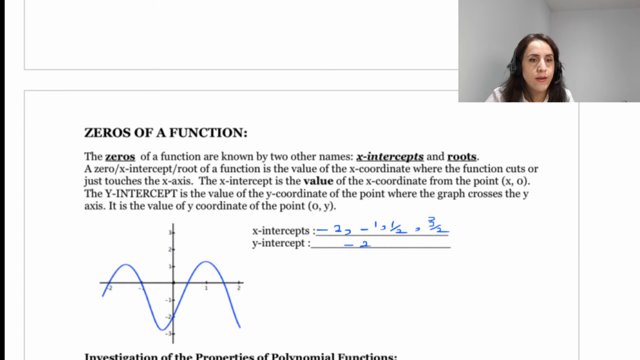Let me just highlight it. As you see, x-intercept means that the y value is 0. However, for y-intercept, the x value is 0. Then it's good to know that technically I can say it the opposite way. When I'm talking about the x-intercept, the y value is 0, and the opposite for the y-intercept.